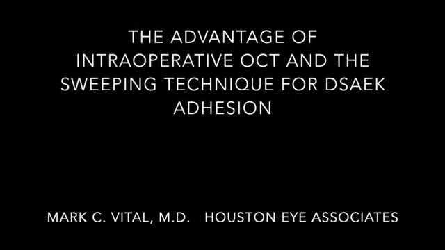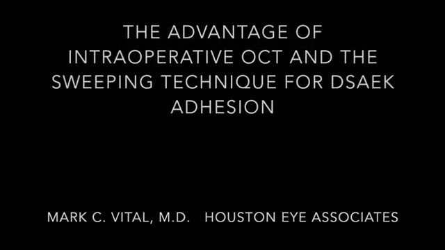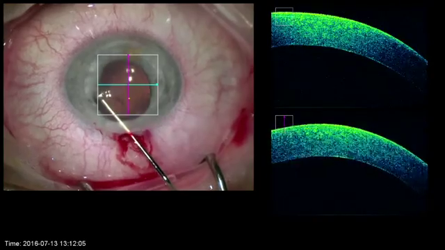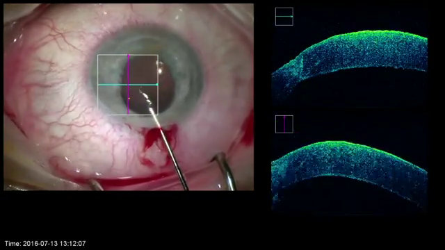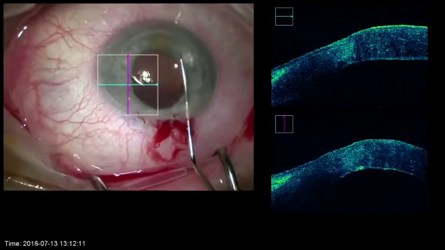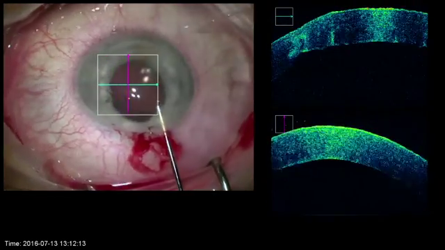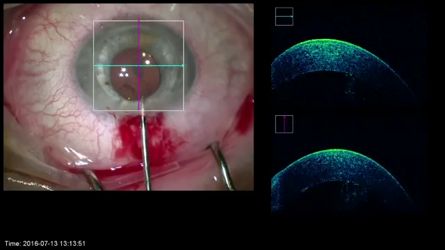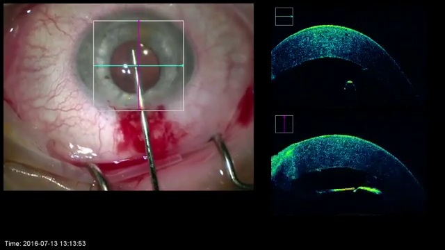I'm presenting this video to show the advantages of intraoperative OCT in the sweeping technique for DSAEK adhesion. The first step of DSAEK naturally is stripping of the Descemet membrane. OCT can be helpful in this step in showing where Descemet has been effectively removed.